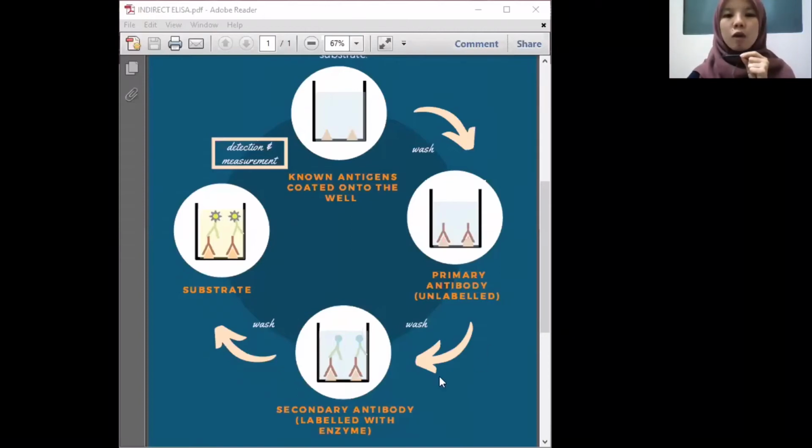Then wash it to remove the unbound primary antibody, to reduce the background interference or background noise. Then add the secondary antibody that has been conjugated with enzyme, and this antibody will bind to the primary antibody. Then wash it again to remove the unbound secondary antibody, and now add substrate. This specific substrate will react with the enzyme to produce signals, and these signals will be detected and measured for further analysis.